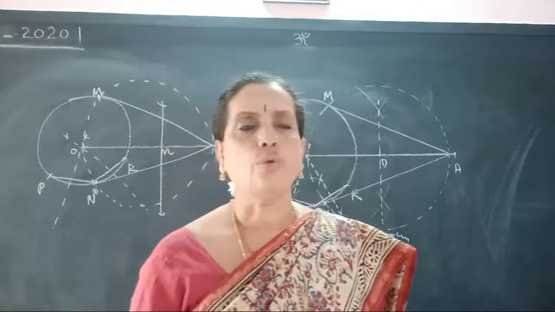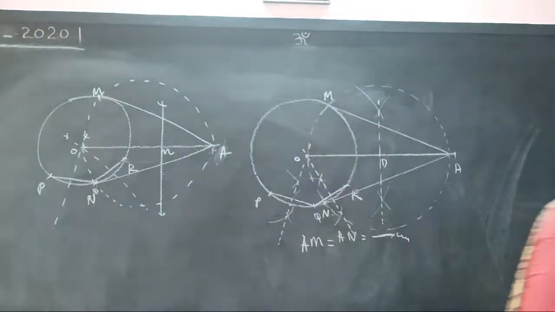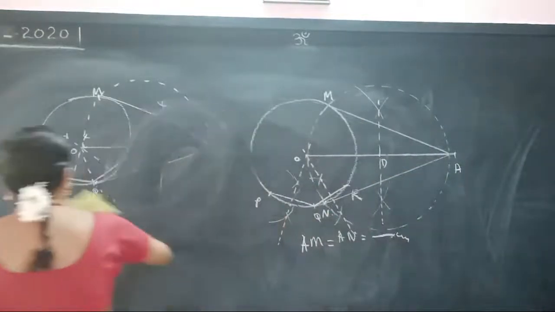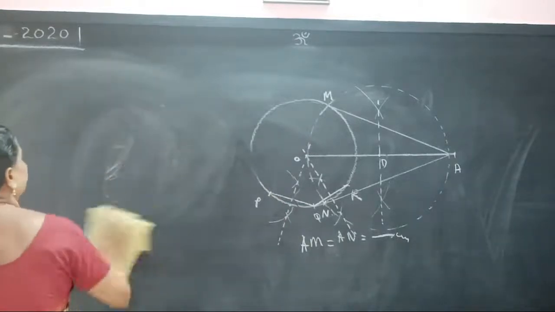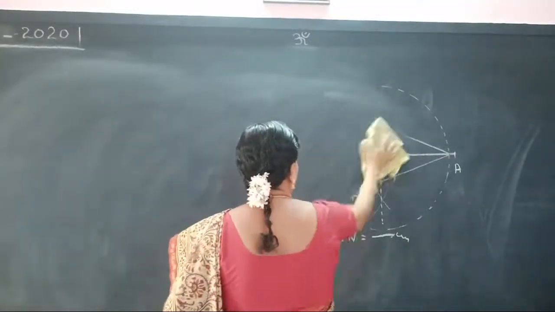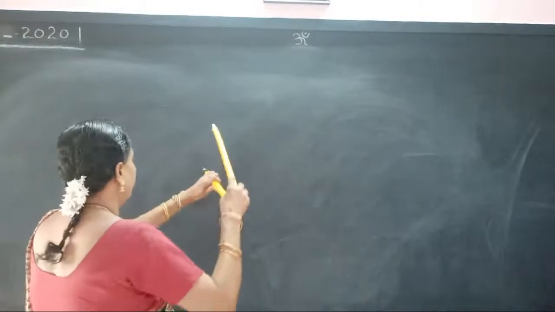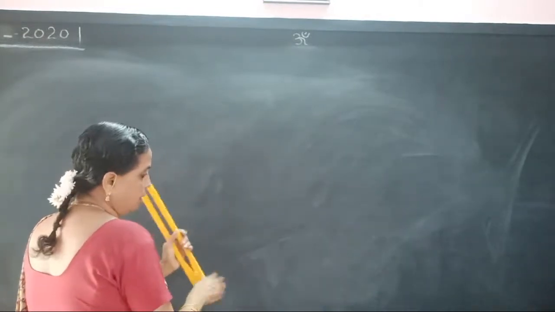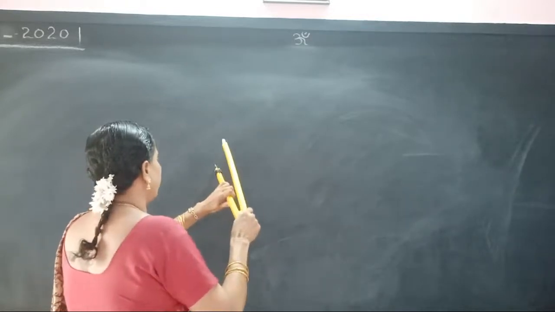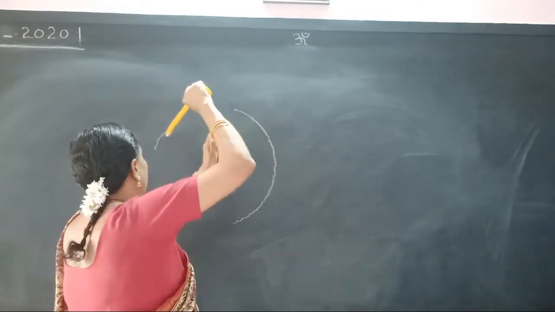Now using your compass, draw a circle of any radius. Have you all drawn? I'll show you. This is not in your syllabus. Still, a tangent using the center and without using the center, both types I am covering here as an expected question.